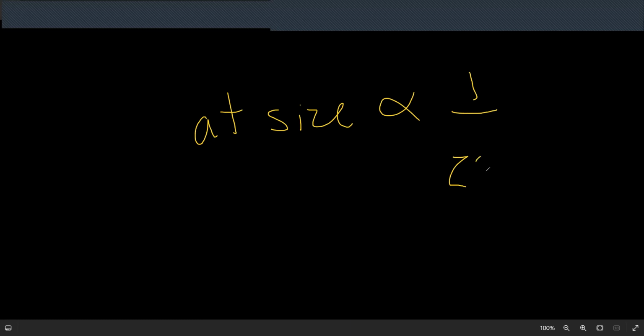So what this means is atomic size is inversely proportional to IE. You can remember it this way: if atomic size increases, IE decreases. So they are opposite.